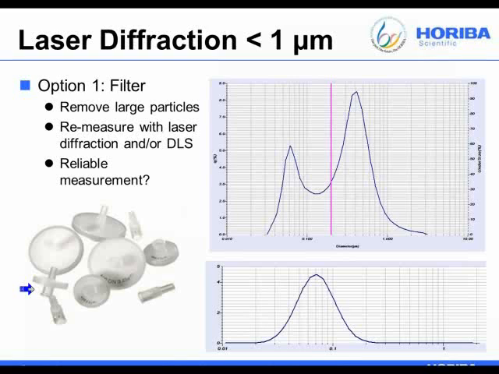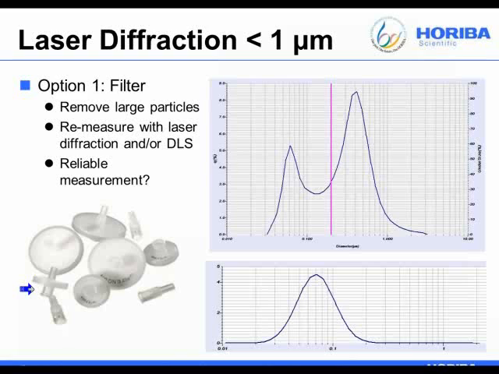So if you have a laser diffraction analyzer and your distribution extends below 1 micron, how do you prove that the less than 1 micron component is real? The first option you have will be to filter. Filter the sample, take out the large particles, and then remeasure with either laser diffraction or a DLS instrument if you have it.